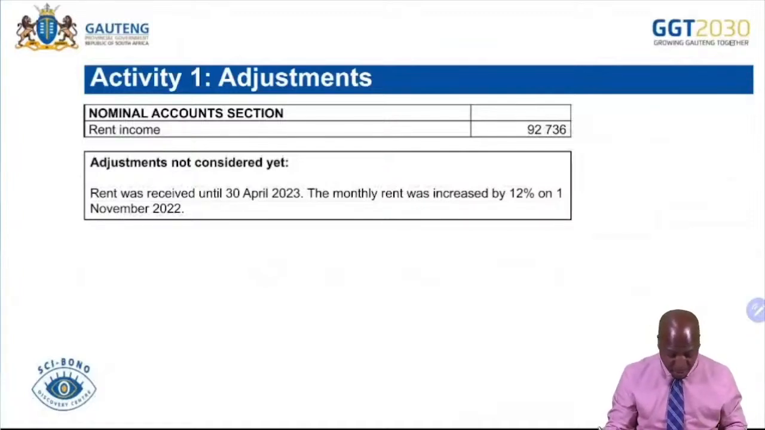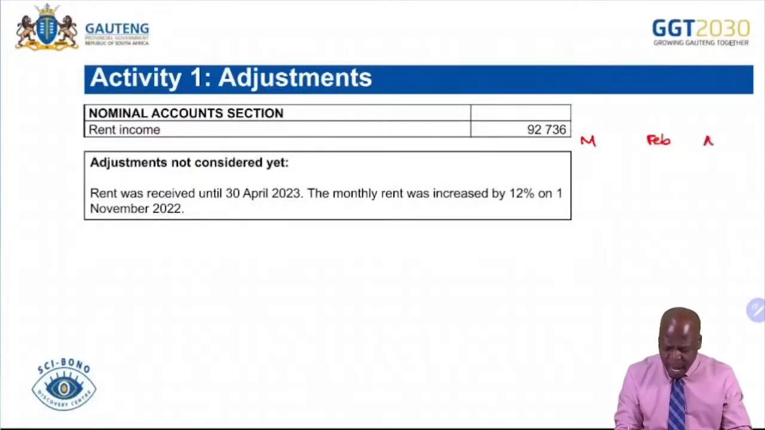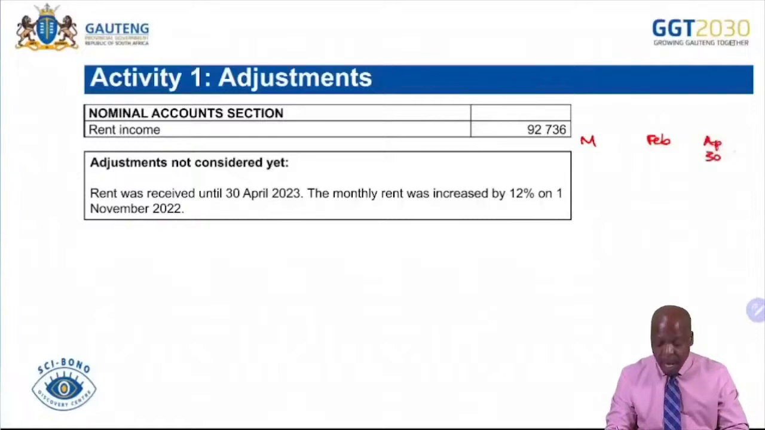It reads, rent was received until 30 April. Remember again, dates must be in your mind. If we have received rent until 30 April, but at the back of your mind, you know my financial period is ending when? It's ending in Feb. If it ends in Feb, it began in March. Now they're telling me that we received until April 30. Okay?